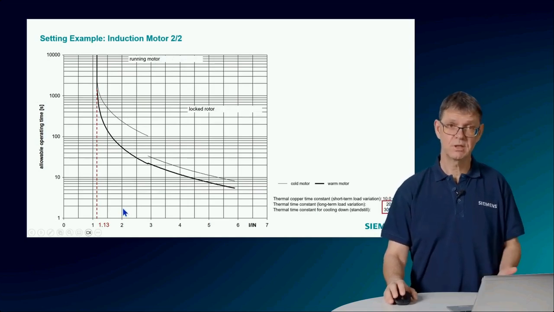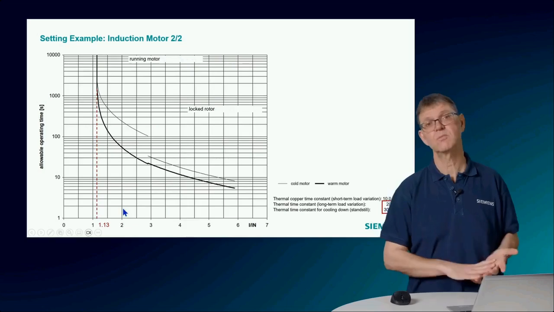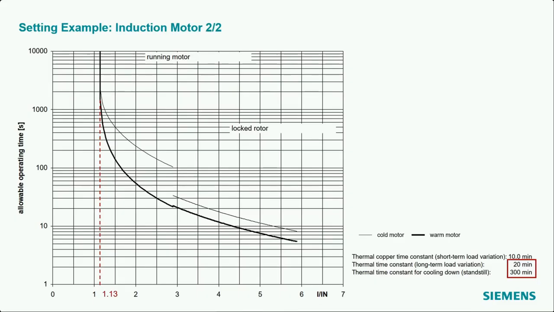And additionally, we get the information for the time constant of the motor, especially of the stator here. And we see here we have basically 2 time constants, the short-term load variation time constant and the long-term load variation time constant, or we can also say copper and iron time constant. So for the rotor thermal function, we need the longer one, so the long-term load variation.